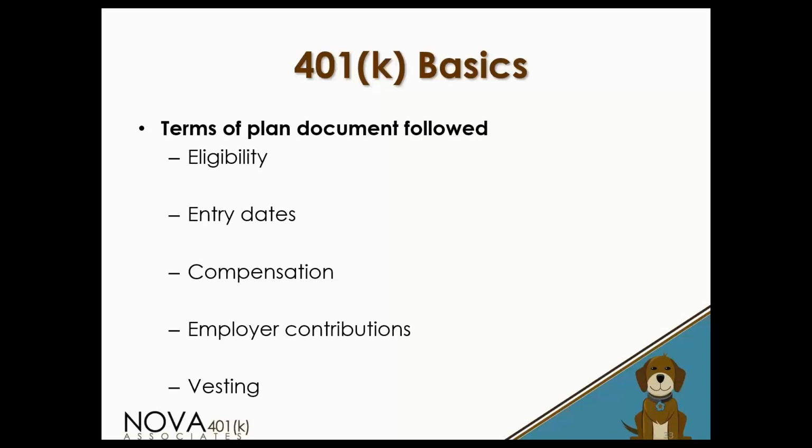The plan document, like I said, is the rule book for your plan. Some of the items that are going to be explained in your plan document are eligibility. It's going to define what employees, maybe the age they need to meet, and how long they have to be with you to be eligible for the plan. The entry dates. It will define compensation, employer contributions that you may make to the plan, as well as vesting.